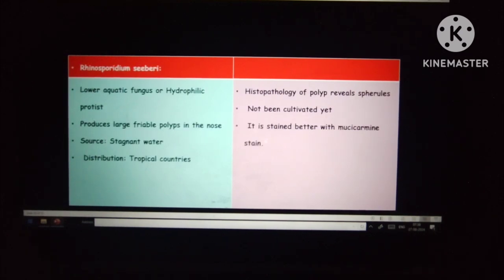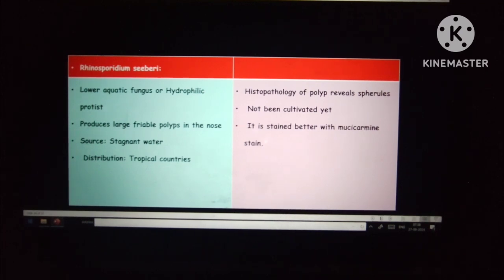Coming to the next, it is Rhinosporidium seeberi. It is a lower aquatic fungus, or hydrophilic protist. The patient usually presents with large polyps, usually in the mouth, and in the history, a person came with complaints of a polyp and had a recent history of taking a bath in village ponds. Distribution and all no need to remember.